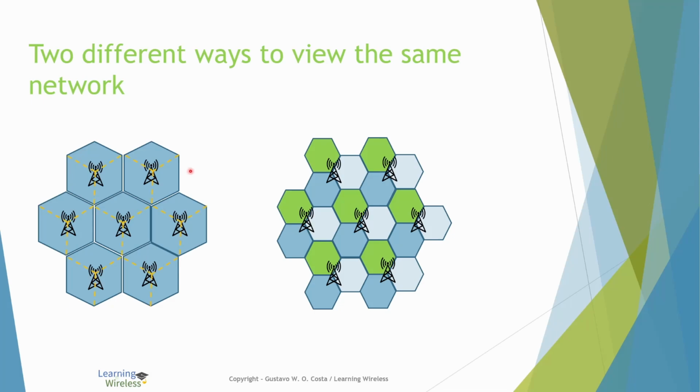Both these views have been used in the literature, for example, to give reference scenarios, to make mathematical calculations, or to define simulation scenarios. On one side, you would say this is a 7-cell scenario. On the right side, you would say it's a 21-cell scenario. But in both cases, you have 21 sectors. So it's much more precise to talk about sectors, and there is no ambiguity in that.